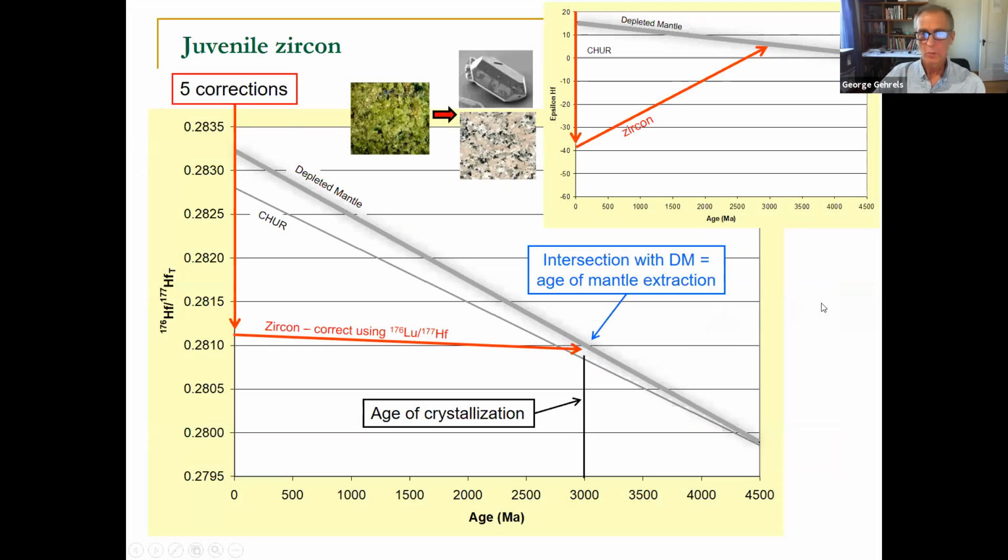We're getting near the end here. We're going to look at some data in just a minute. Let's go through the two possible examples. So here's the workflow for a juvenile zircon.